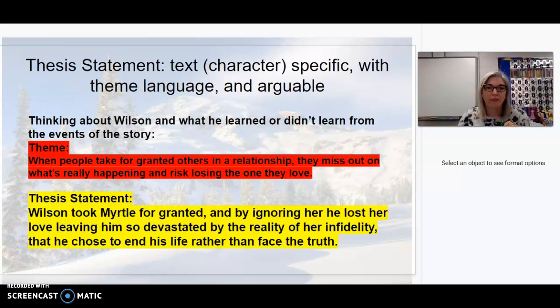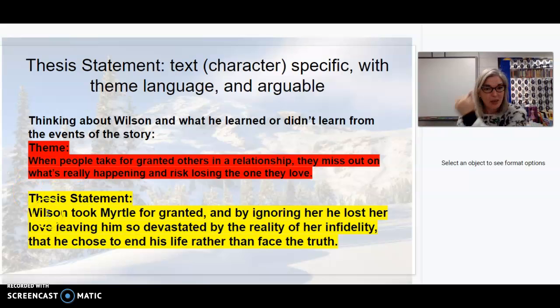So how do I take this universal theme and turn it into a thesis statement that's only one sentence long? Well, I have to make it text specific. I have to talk about the character that I'm focusing on. I need to include theme language and make sure that it's arguable. So again, thinking about Wilson, I've restated my theme here. I just copy and pasted it from one slide to this slide so you can still see it. And I've highlighted it red to make sure that it looks different. And then I crafted a thesis statement that is text and character specific with theme language and arguable, which means you can disagree with me and then I'll have to prove it to you with evidence from the text, right?